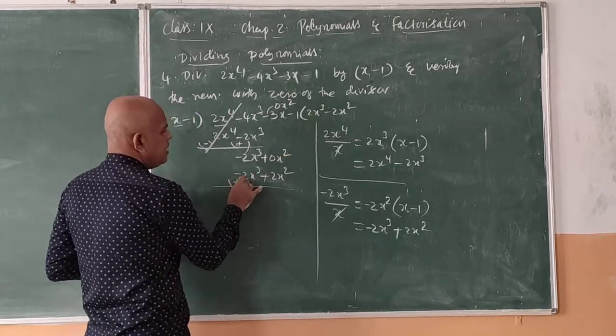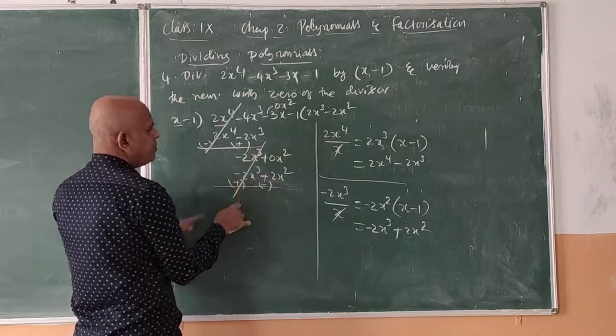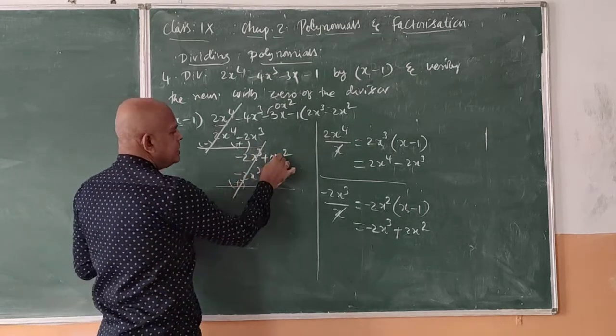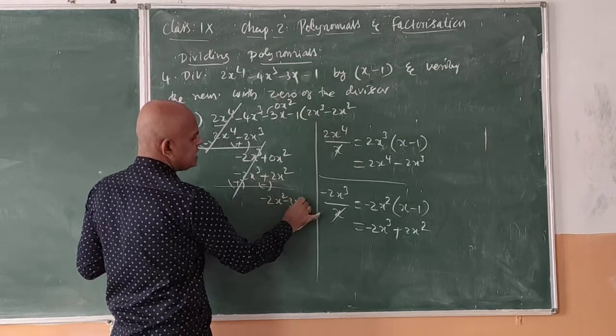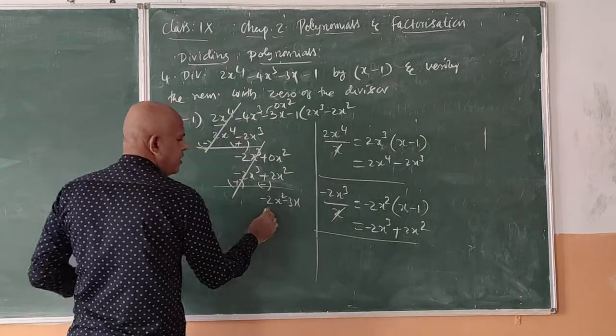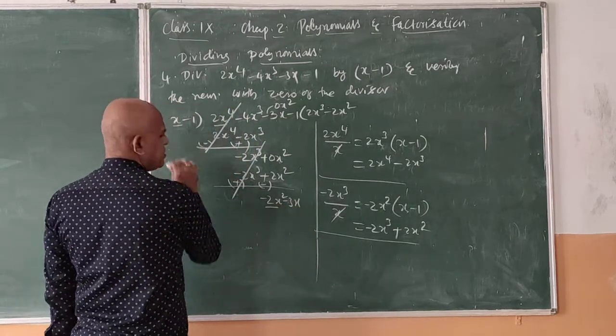So minus means plus, plus means minus. Both minus 2x cube plus 2x get cancelled. 0, minus 2, minus 2x square. Next what we have here is minus 3x. Again completed. Again it will repeat. This process will repeat, first term by first term.